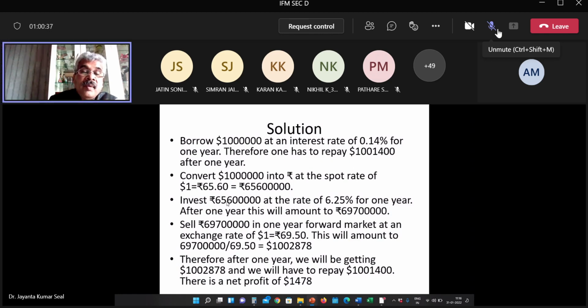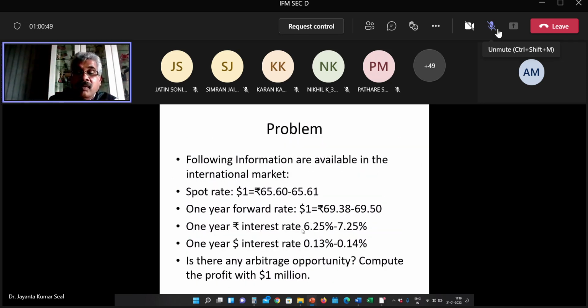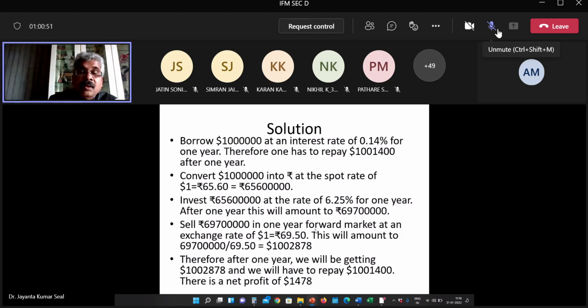Invest 65.60 million rupees. If you invest Indian rupee, what is the rate of interest? 6.25%. So invest 65.60 million rupees at 6.25% for 1 year. After 1 year, this will amount to 69.70 million rupees at the rate of 6.25%. This is the amount of money you are going to get after 1 year.